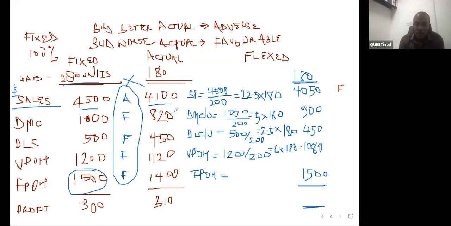Then our cost, 820 compared to 900. We spent less, so favorable. Remember that sales variances will be the exact opposite of cost variances. For direct labor we incurred 450, expected 450, so nil. Then we planned to spend 1,120 on variable overhead and actually spent 1,080, no, we spent more than we expected, so that's adverse. On fixed overheads, we spent less than we expected, so that's favorable.